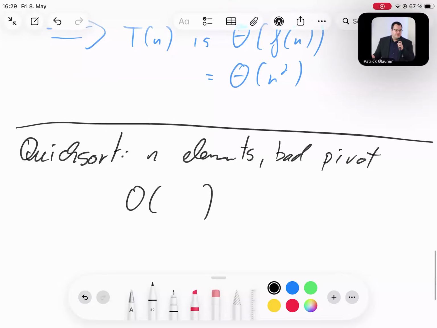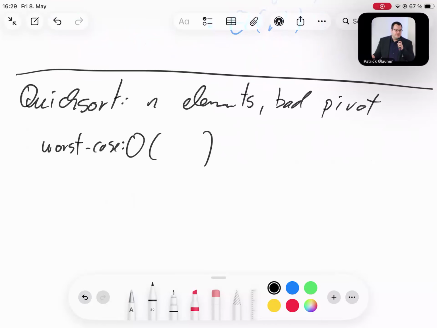So worst case. I want to see if anyone can guess it. O of what? One student guesses, so we got some guesses here. One guesses O of n to the power of n, O of n squared. Multiple people guessed O of n squared, and it is in fact O of n squared.